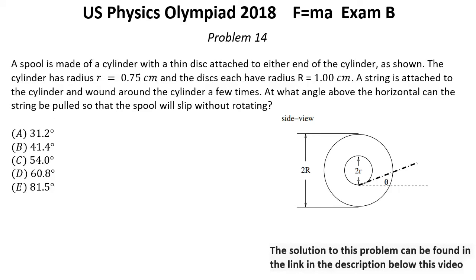Problem number 14. A spool is made of a cylinder with a thin disc attached to either end of the cylinder as shown. The cylinder has radius r equals 0.75 cm and the discs each have a radius R equals 1 cm. The string is attached to the cylinder and wound around the cylinder a few times. At what angle above the horizontal can the string be pulled so that the spool will slip without rotating?